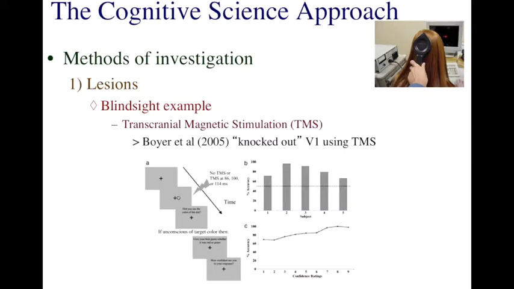Boyer performed an experiment that uses transcranial magnetic stimulation to study or to mimic blindsight. He knocked out the primary visual area, we call it V1, using transcranial magnetic stimulation during a simple visual discrimination task. Participants looked at a computer screen and waited for a dot to appear. Their task was simply to identify the color of the dot. After the dot appeared, they were asked if they had seen the dot.